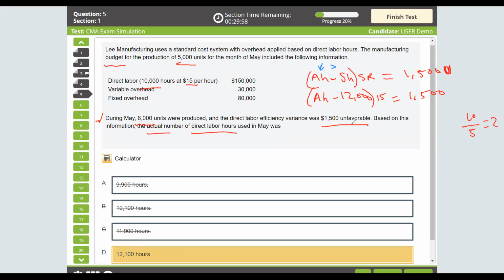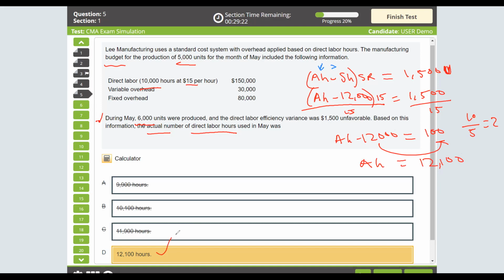Okay, so let me get rid of this so I can have space and move on. All right, so we are going to divide everything here by 15 and everything on the right-hand side by 15. So we have AH minus 12,000 equals 1,500 divided by 15, which gives us 100. So we move this over here. So AH, actual hours, equals 12,100, which is the correct answer here.